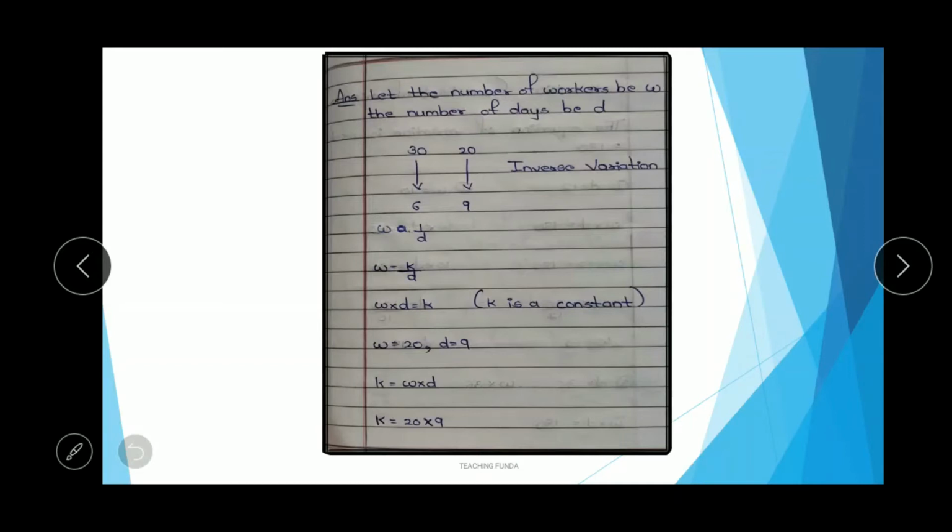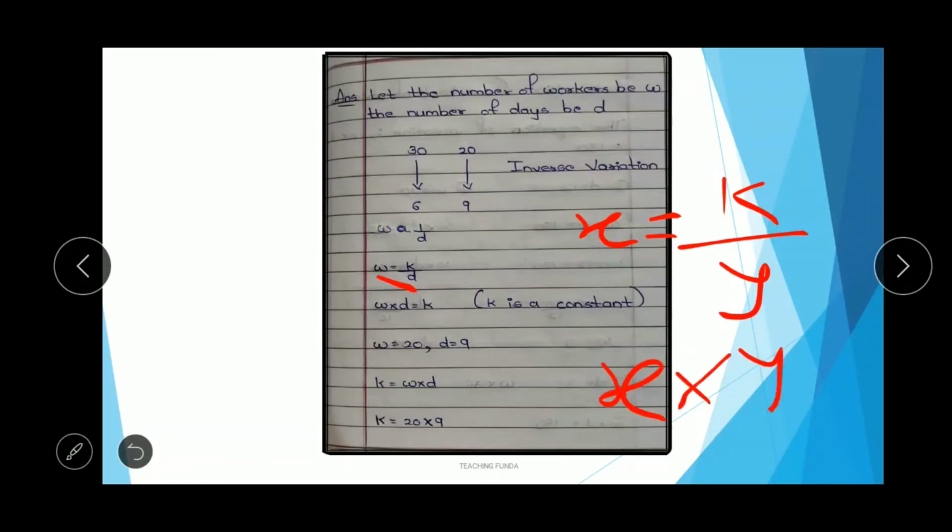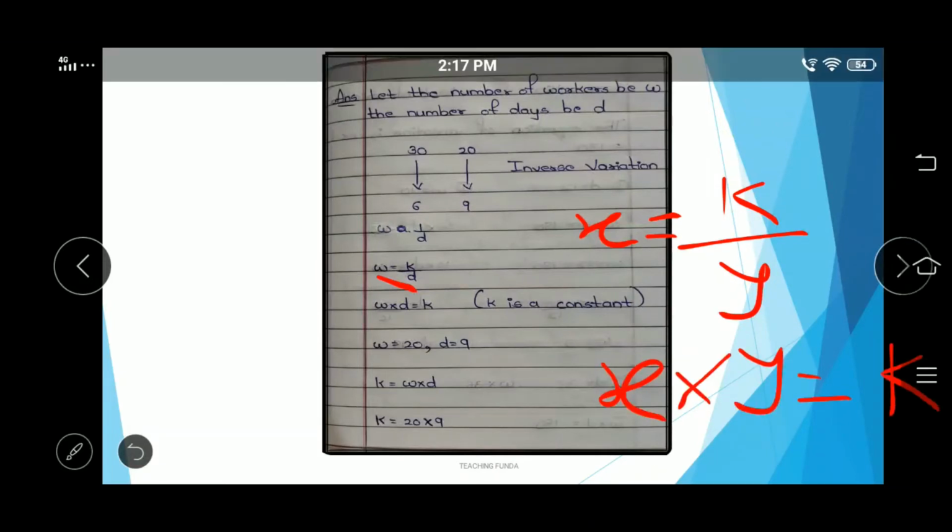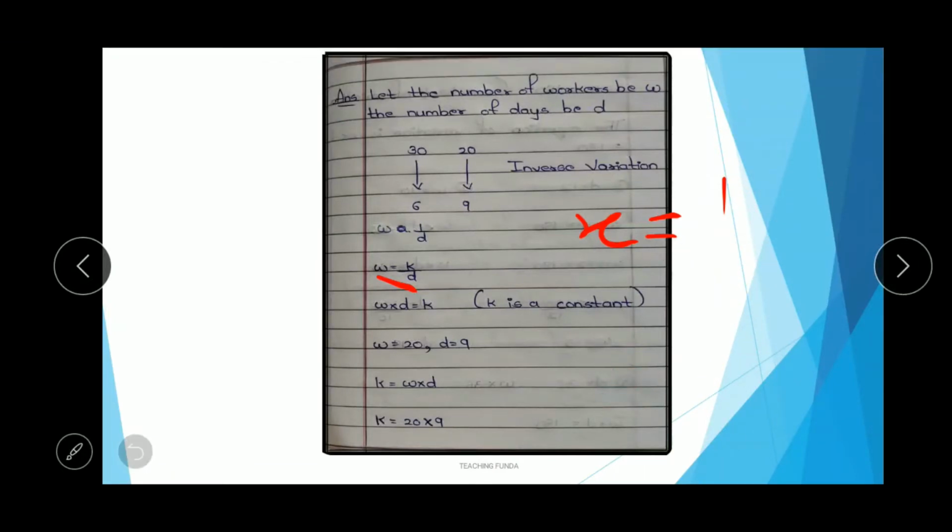Now this step is also there further, W into D. Suppose x is equal to k upon y, so your step will be x into y is equal to k. Okay, so here k is constant.